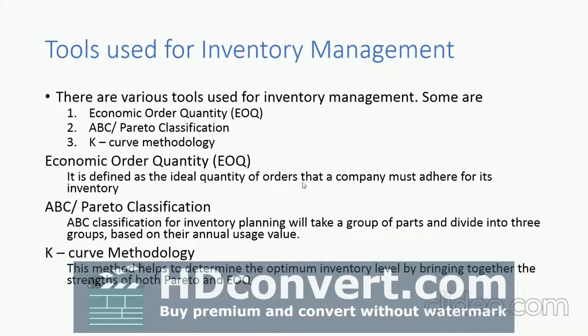K-curve methodology helps to determine the optimum inventory level by bringing together the strength of both Pareto and economic order quantity. The above mentioned economic order quantity and Pareto classification have their weaknesses, which can be overcome by using K-curve methodology.